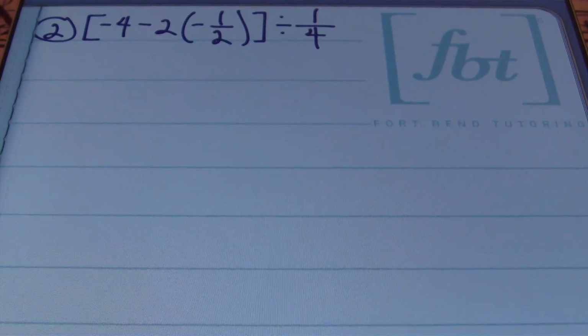That's right, number 2, ladies and gentlemen. Here we have it. In problem number 2, I have the quantity of negative 4 minus 2 times negative 1/2 divided by 1/4. All right, looks like fun, right? Let's go ahead and check it out.